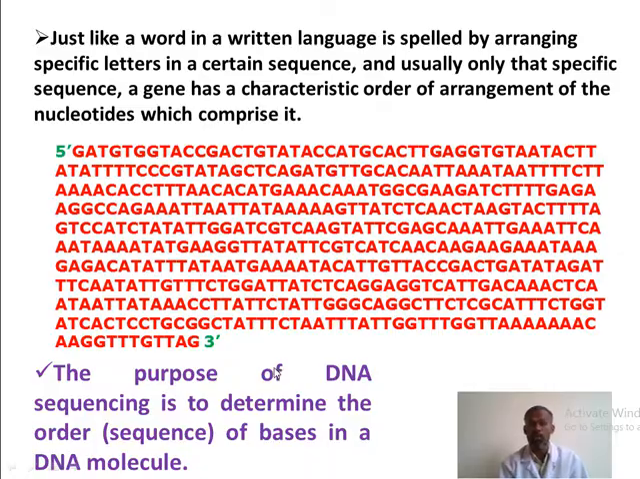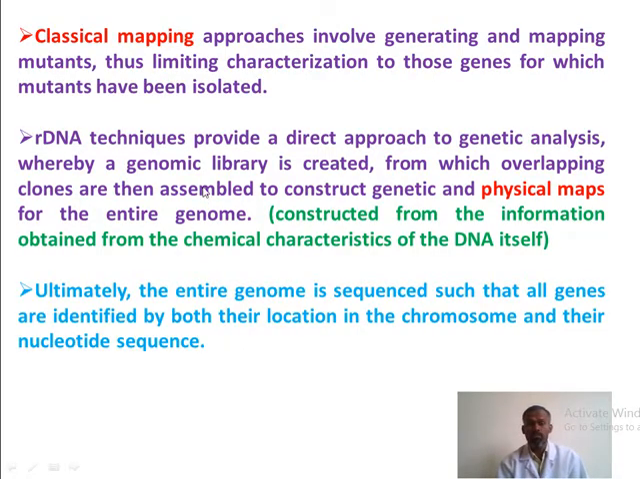Okay, that's the purpose. So initially, in classical mapping, we don't get the DNA sequence, but we mutate a particular gene and we get the mutant. So we only mutate a particular gene. That's classical mapping. But recently, recombinant DNA technology and genomics provided many ways where we can obtain a specific sequence. So we can make a genomic library.